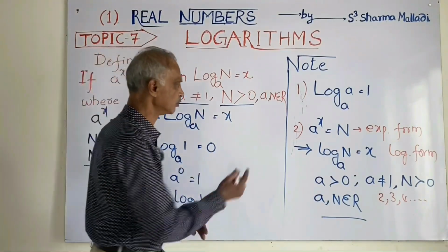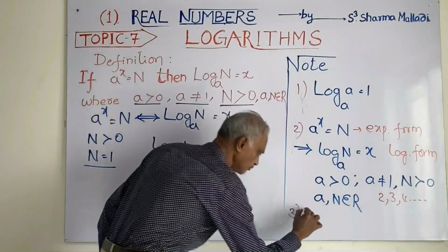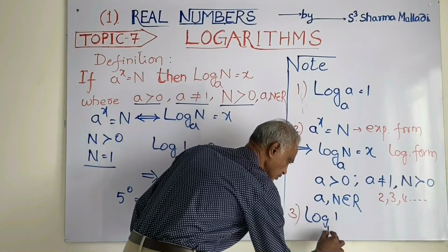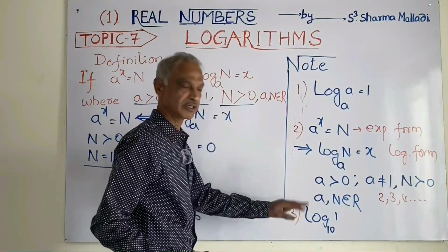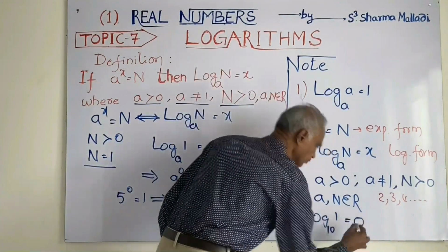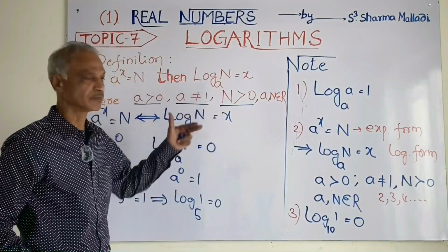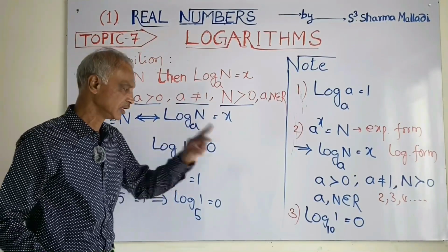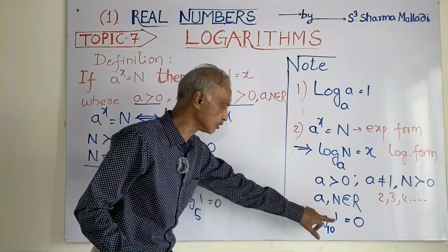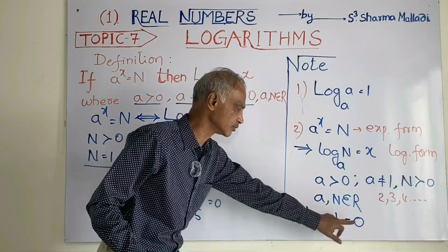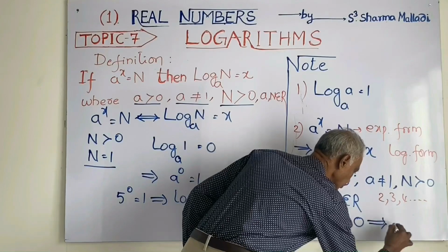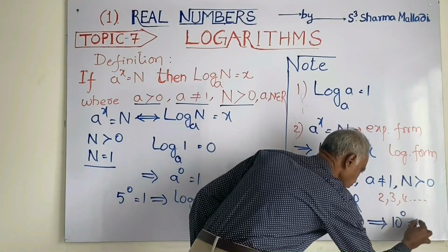You have to take note 3. What is note 3? Always remember log 1 to the base anything, like log 1 to the base 10, is equal to 0. You should remember log a to the base a is equal to 1. Log 10 to the base 10 is equal to 1. Like that, you should remember log 1 to the base 10 is equal to 0. This can be written as 10 to the power of 0 is equal to 1.